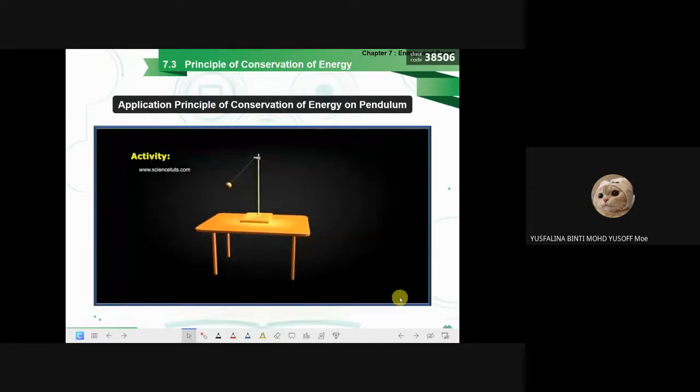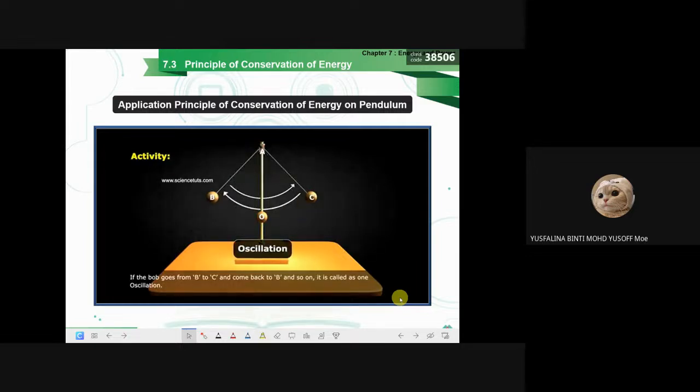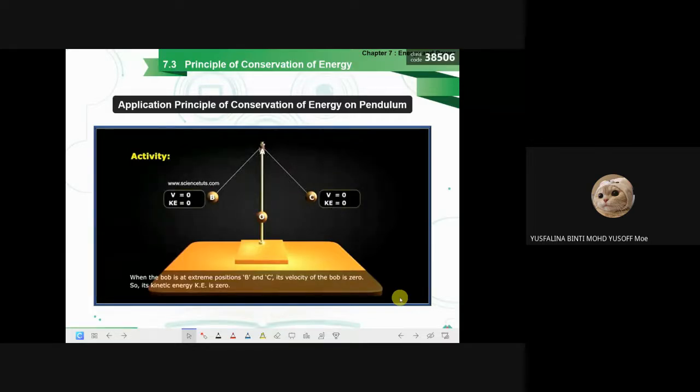So what is the application? Activity. Let's take a simple pendulum and suspend it from a stand. The normal position of the simple pendulum is noted as OA. Now, hold the bob of the pendulum at one extreme position B and release it. It reaches the other extreme position C and goes up. If the bob goes from B to C and comes back to B and so on, it is called one oscillation.